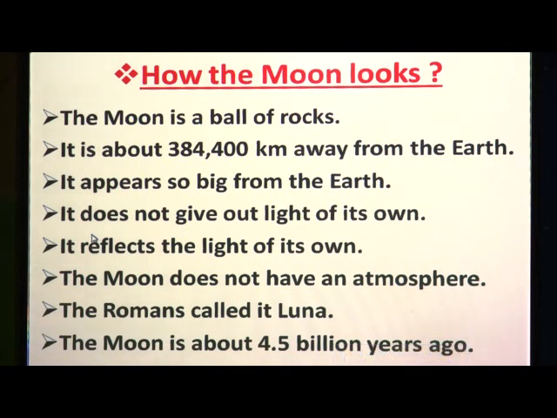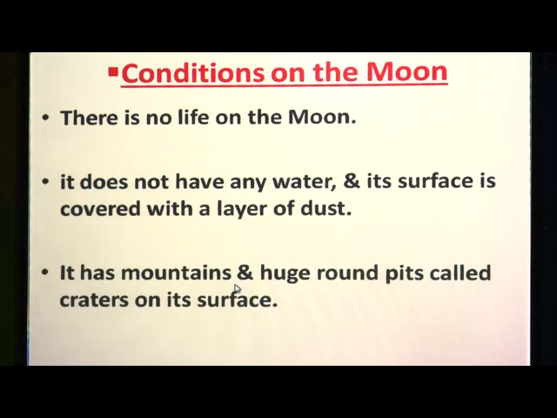Although the moon is the brightest object in the sky, it does not give out light of its own. It is a very important thing to keep in mind that the moon does not have its own light. Then where does the moon get its light? It reflects the light of the sun.